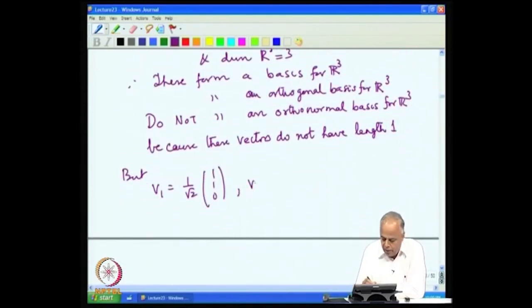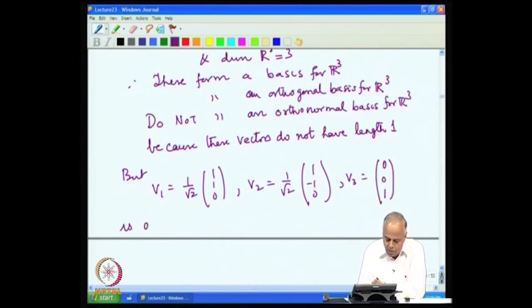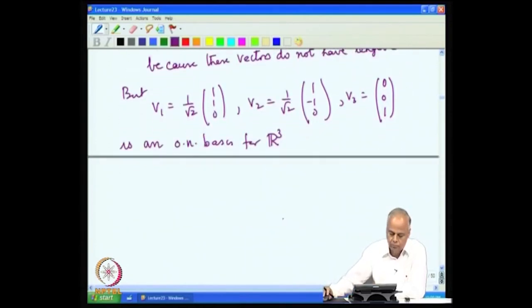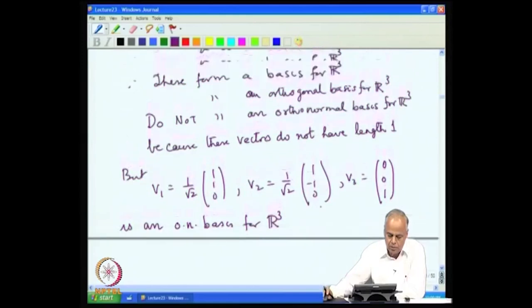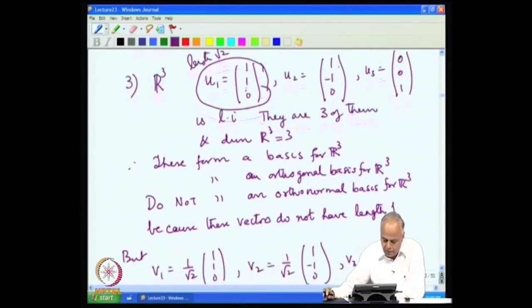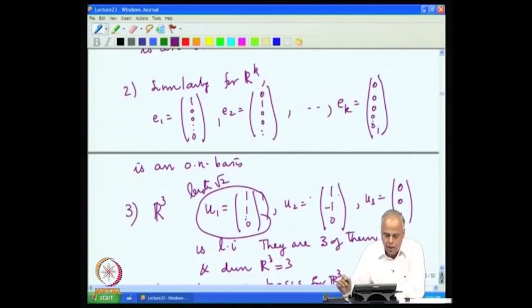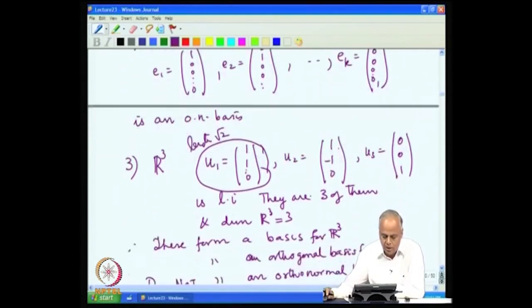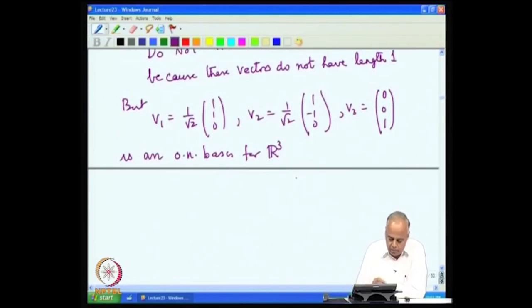Similarly, we divide U2 by its length, and V3 does not require any division because it already has length 1. This is an orthonormal basis for R3. So even though these original vectors U1, U2, U3 did not form an orthonormal basis, we have got a new basis by dividing them by their lengths. Because these vectors were already orthogonal, we needed to do only normality.